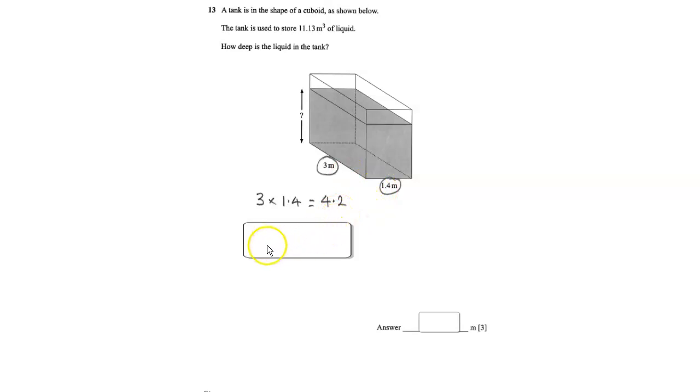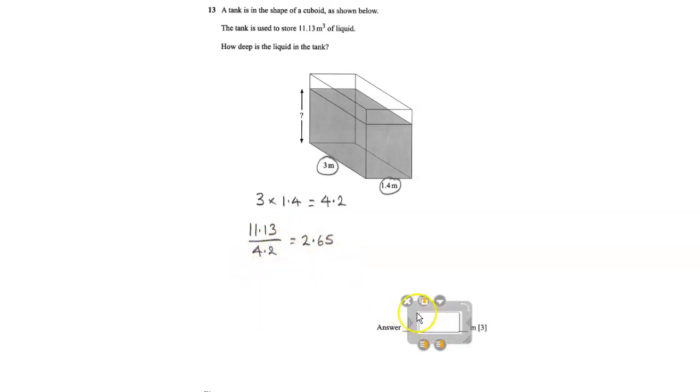And to find out how deep it is, we do 11.13, which is the volume, and we divide it by 4.2. That becomes 2.65. So it's 2.65 meters deep. A way of double checking that is you would do 2.65 times 3 times 1.4, and you should get 11.13.